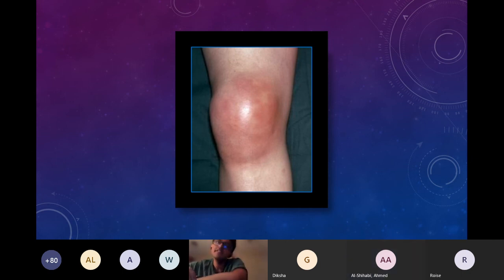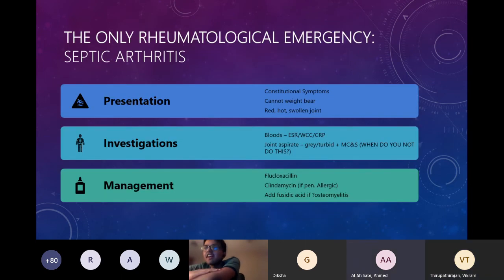Tell me what you see. It's a swollen knee. What else would you say about this knee? It's red. Hot to touch, probably. It's probably hot to touch, exactly. So the first thing I want in your head is septic arthritis, if you see a red hot swollen joint.